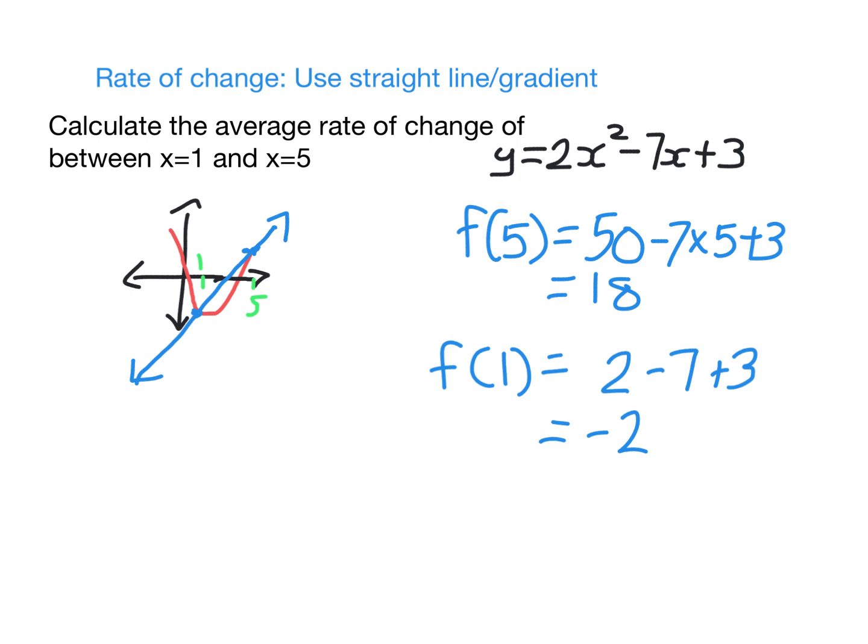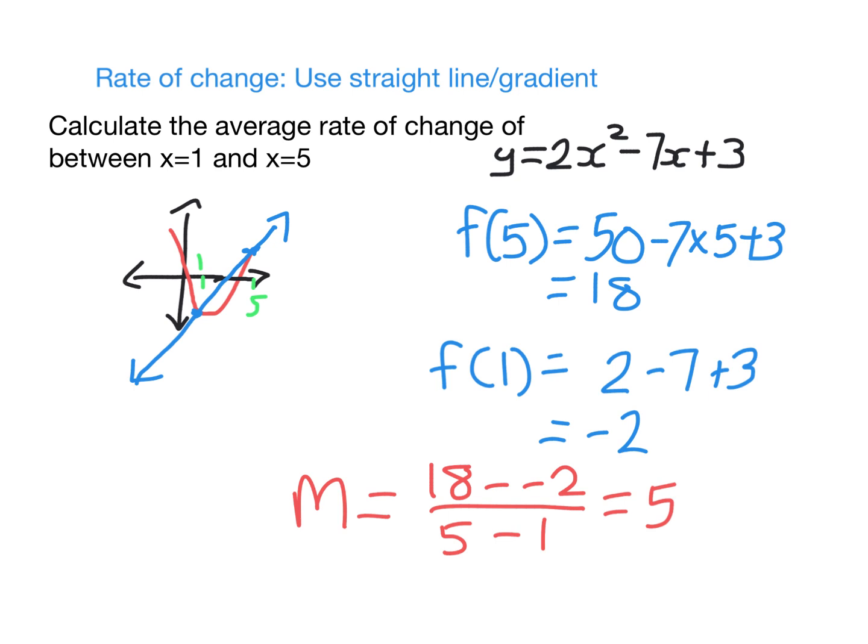So now I'm just going to find the gradient between these two points. It's nice and easy. It is just y2 minus y1 over x2 minus x1. So we can use our calculator if we like for this. It's just 20 over 4, which is 5. That's the average rate of change. On average, each time we went across 1, we went up 5. In total, we went across 4 and up 20.